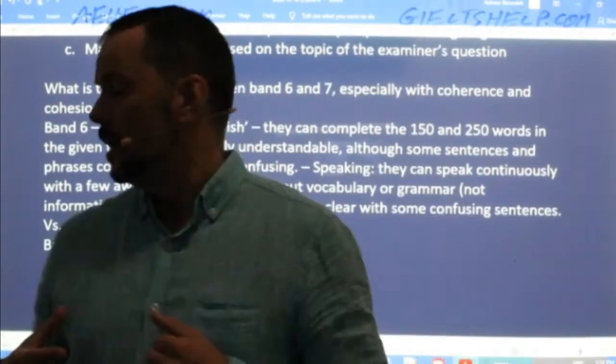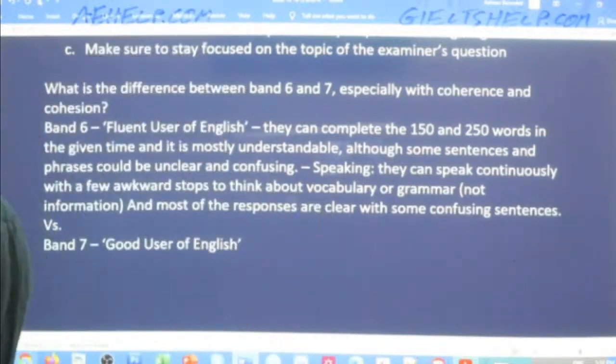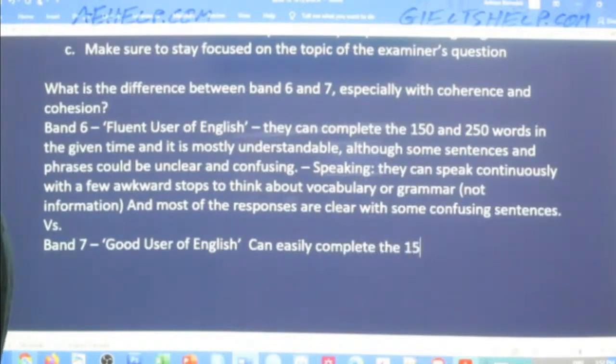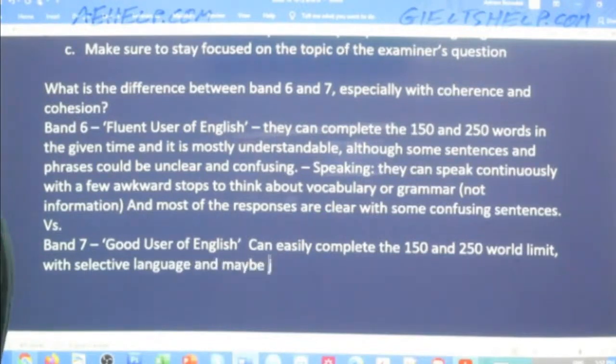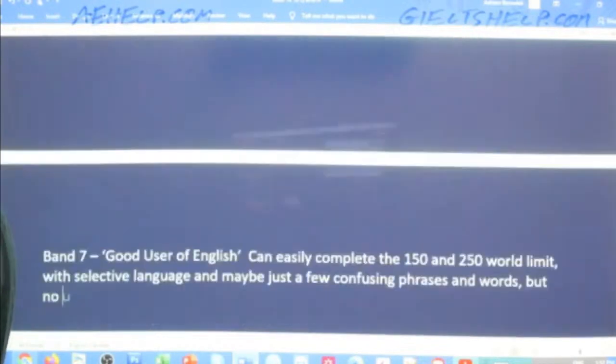Versus band 7. Band 7 can easily complete the 150 and 250 word limit with selective language and maybe just a few confusing phrases and words, but no unclear sentences.